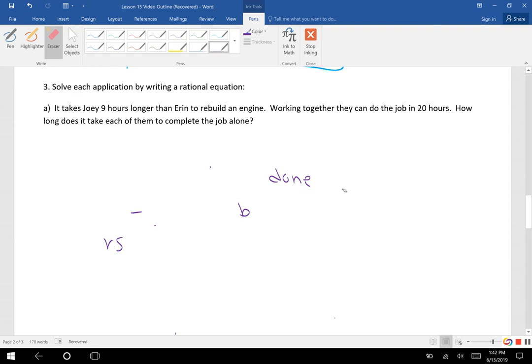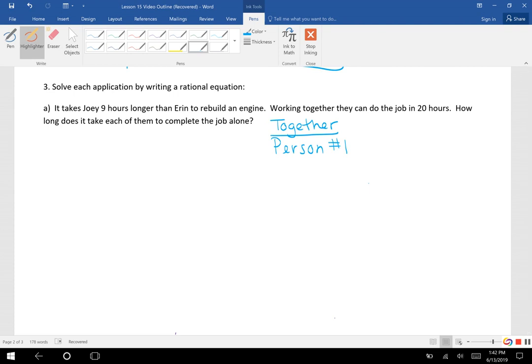So basically, the pattern that we're going to use in these problems is, we'll say that the time they spent together divided by the time it takes person number 1 is basically going to be the fraction of the job that the first person can complete, plus the time they spend together divided by the time it takes person number 2. That's going to be the fraction of the job that the second person can complete.